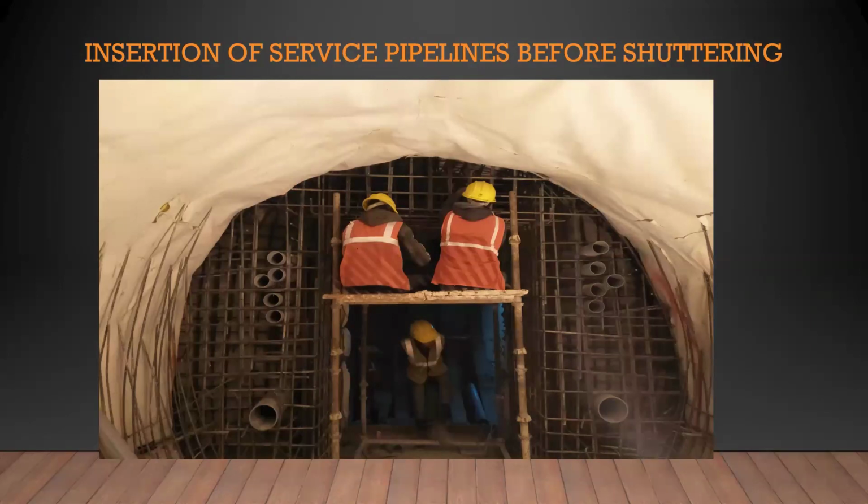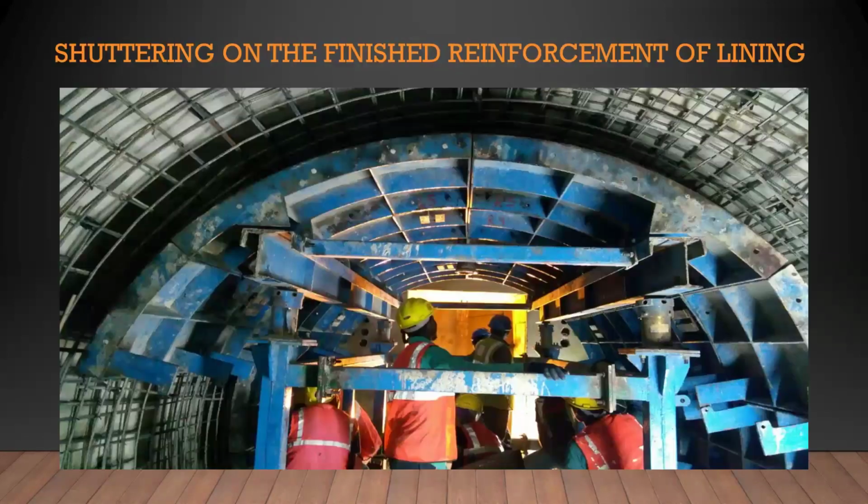Insertion of service pipelines before de-shuttering. Shuttering on the finished reinforcement of the lining. We are doing the shuttering in two modes. As I said, the total length of the cross passage will be 8 meters, so in two stages we insert the shuttering, 4 meters plus 4 meters.